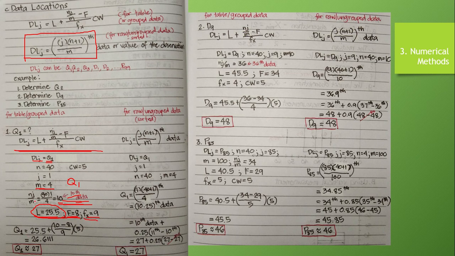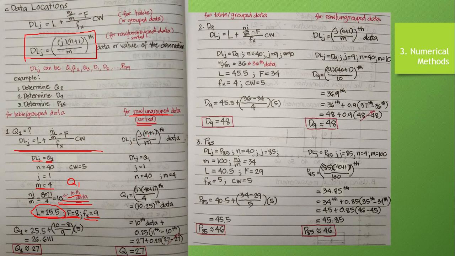That's Q sub 1 is equal to L, that's 25.5, plus Nj over M, which is 10, minus F, which is 8, divided by F sub x, which is 9, multiplied by the class width, which is 5, and that's 26.61, or if we round it off, that's 27. Therefore, our quartile 1 is 27. For unsorted data, or ungrouped data rather, we will use this equation.